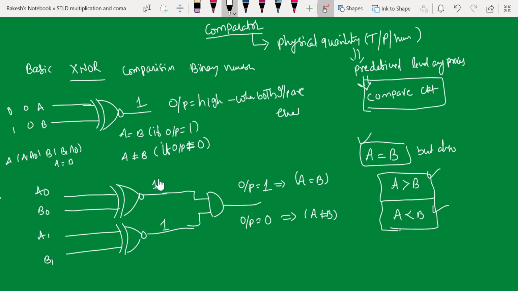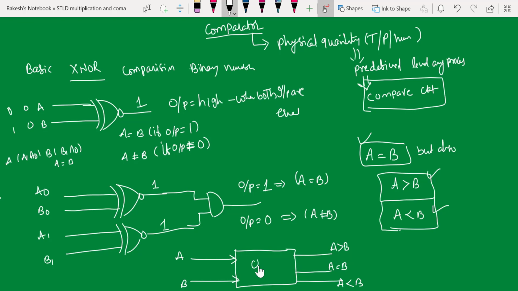So you are going to design a combinational logic circuit in which you are going to have two inputs, your A input and B input, which can be 1 bit or 2 bit or any number of bits, and you are going to produce three outputs. One output is A equals B, another output is A greater than B, and one more output is A less than B. So this is the circuit you are going to develop now. That circuit is nothing but a comparator circuit.